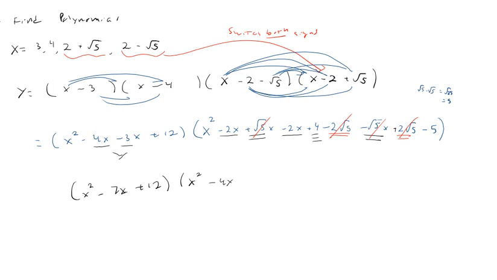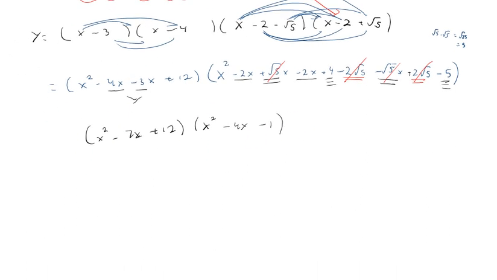So, do my distribution. X squared times negative 4x. X squared times 1, right? And do all these 1, 2, 3 times each piece. 1, 2, 3 times each piece. A whole big multiplication. Let's see how fast we can do this. X to the 4th. X squared times x squared is x to the 4th power. X squared times negative 4x is negative 4x cubed. Right? X squared times negative 1 is minus x squared.